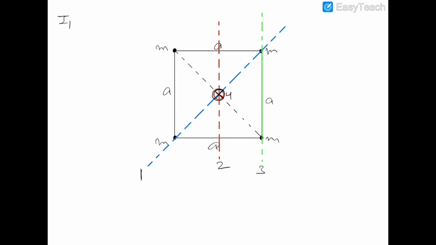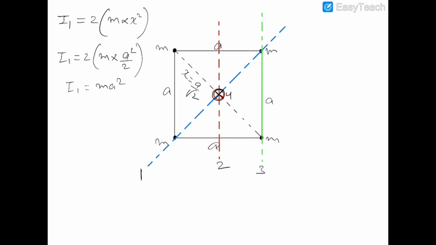This distance is x, so x is a by root 2, because half of the diagonal of the square is equal to a by root 2. So I1 will be equal to twice the moment of inertia of any one of them. The moment of inertia would be m into x square. So I1 would be equal to twice of m into x square, where x square is a square by 2. So I1 is equal to ma square.